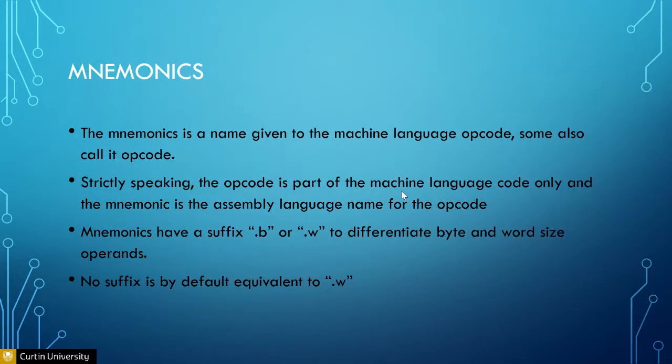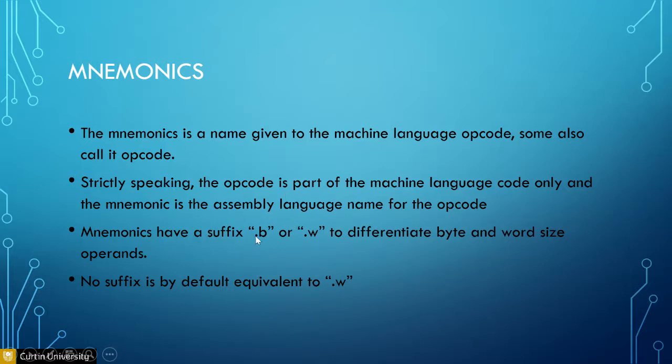Okay, so the mnemonic is the name given to the machine language opcode. The function itself. Jump, that one is a mnemonic. Move, that one is a mnemonic. Add, XOR, these are functions. The opcode is part of the machine language code only, and the mnemonic is the assembly language name for the opcode. So it's just a language thing.